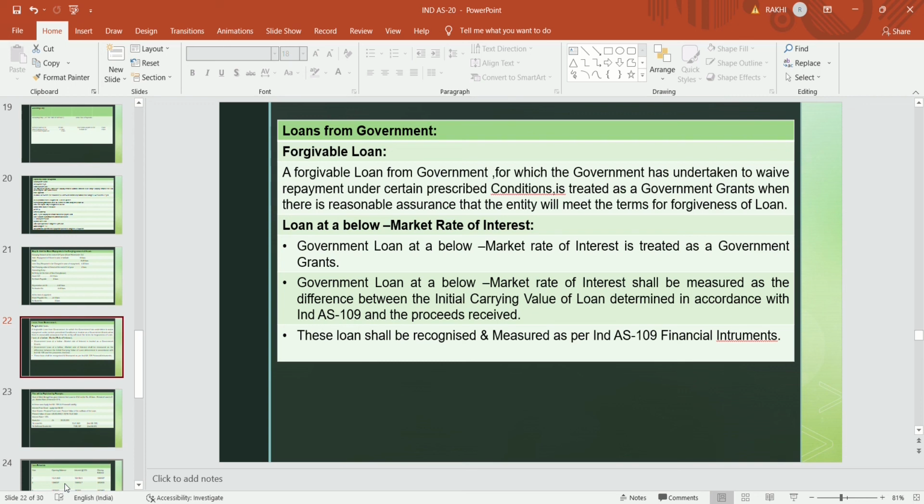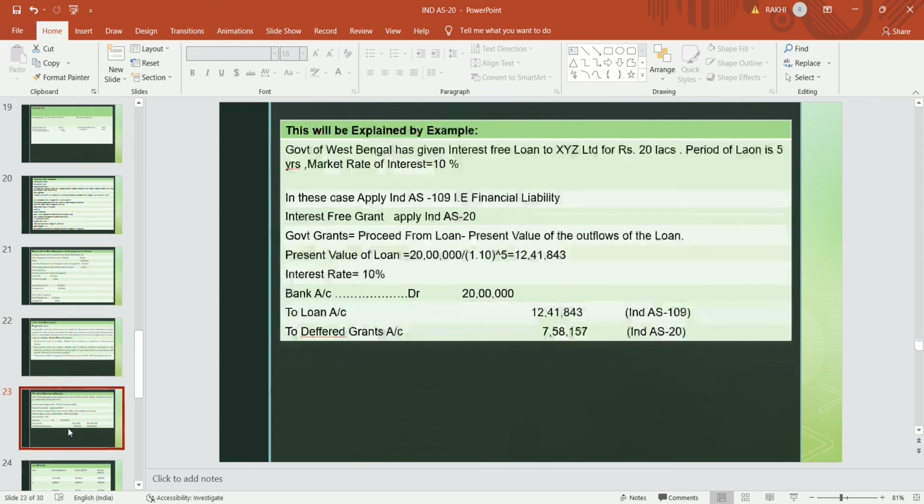If the market rate of interest is 10% and the government has given the loan at 4%, then that also will be treated in accordance with Ind AS 109 and also treated as a government grant. And the difference between the initial carrying value of the loan determined in accordance with Ind AS 109 and the proceeds received, whatever the difference is, will be treated as the interest part. This is to be explained by an example.